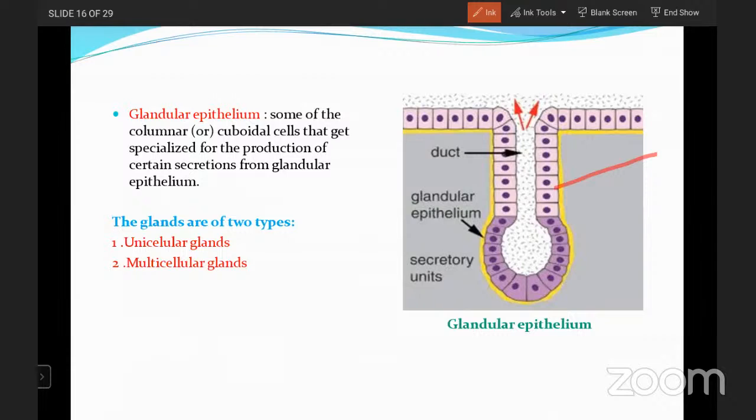Again, there are two types, unicellular and multicellular. If it has only one cell, that is unicellular. If it has more cells like clusters, that is a multicellular gland. Glandular means some of the columnar or cuboidal cells that get specialized for production of certain secretions are known as glandular epithelium. If it is made up of a single cell, unicellular. If it is made up of multiple cells, multicellular glands.